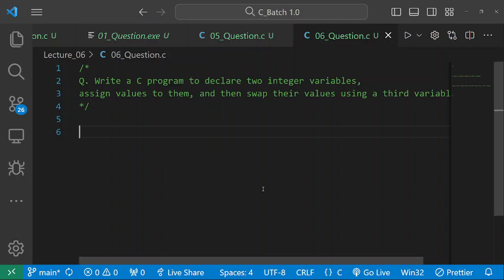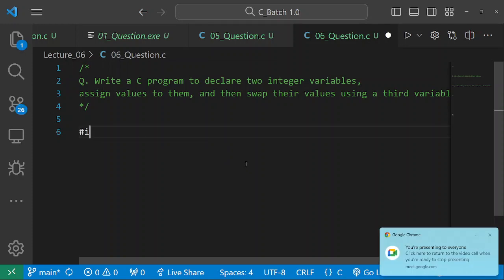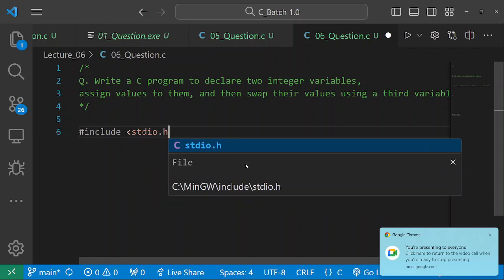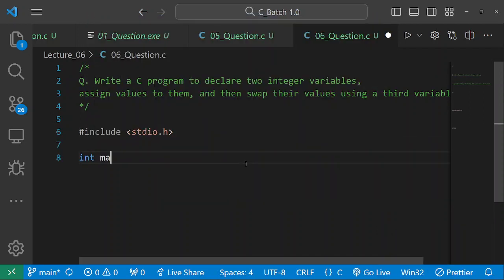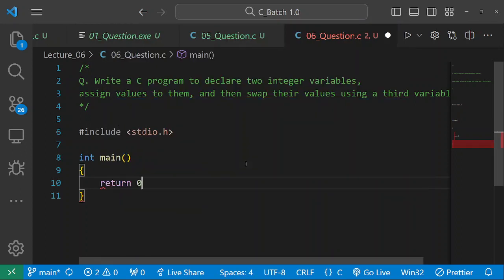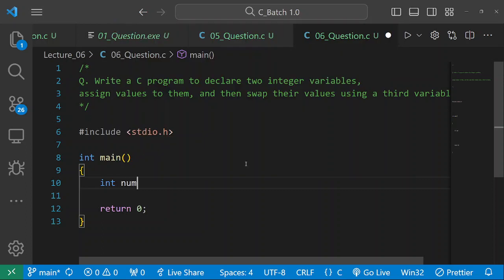Keep your attention here. Don't do anything, just see the code. Writing my basic part of the code. Return 0. So according to the question, I need to take two numbers. I'm taking them, and a third variable as well, using a third variable. I'm taking it as temp. Temp means my temporary variable. Remember it that way.